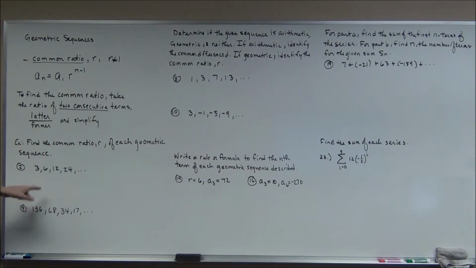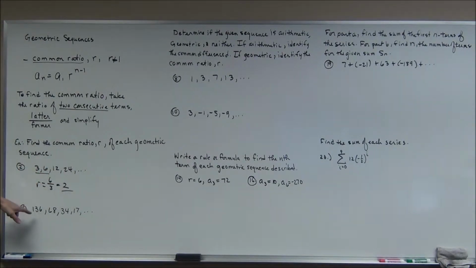So here's a couple of examples. It says find the common ratio r of each geometric sequence. So this is problem 2 on your assignment here, where you're taking any 2 numbers. I just take the first 2. The ratio would be the second one over the first one. It'd be 6 over 3, which is 2. There's your common ratio. That's pretty easy. You say, well, what if I took these 2? 12 over 6, that's 2. Take these 2, 24 over 12, that's 2.